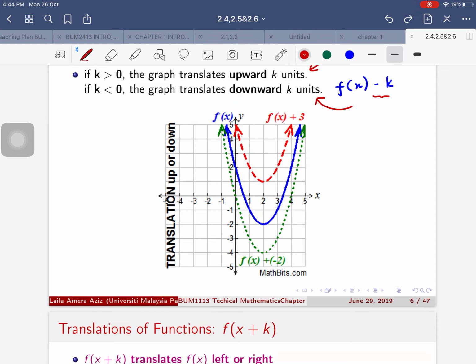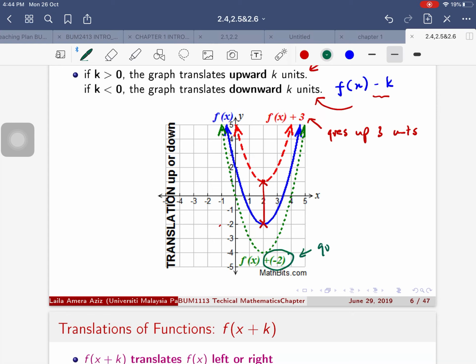So the one in blue is going to be my function f of x. That's my function in blue. When I have f of x plus 3, in red, my graph goes up 3 units. So this is what happened over here. Originally it is at this point, which is negative 2. So it goes up 3 units. We know that negative 2 plus 3 is going to be 1. So this is going to be at 1.